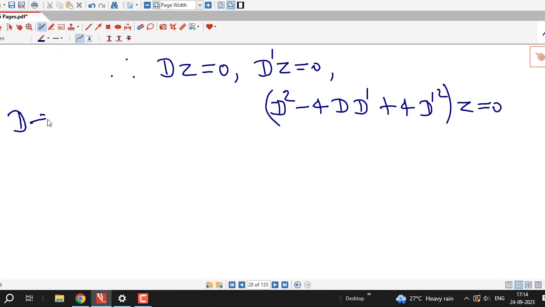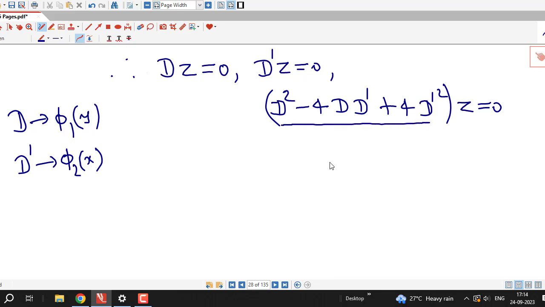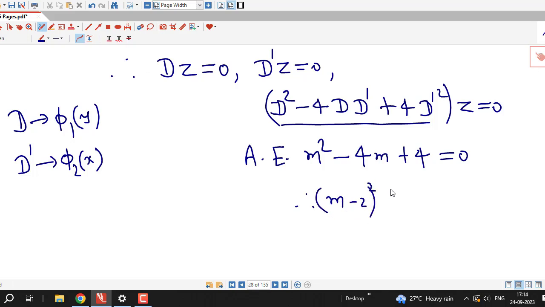Corresponding to D, I will write down an arbitrary function of y as I have discussed. Corresponding to D dash, I will write down an arbitrary function of x. For this equation, as I discussed in the previous example, we will get the same auxiliary equation, m square minus 4m plus 4 equal to 0, and this is nothing but square of (m minus 2) equal to 0.